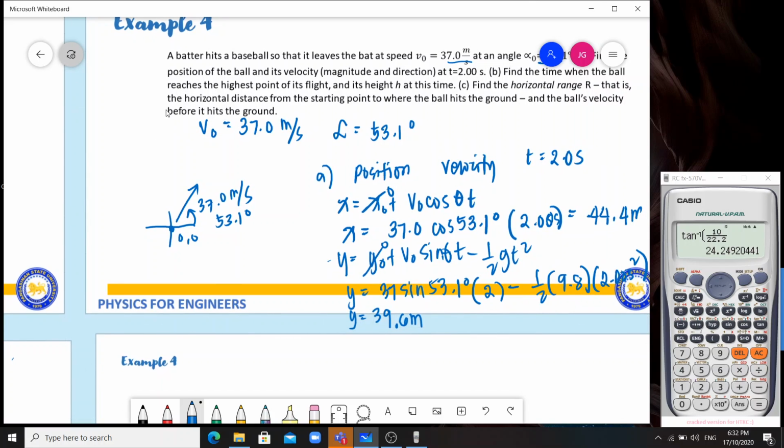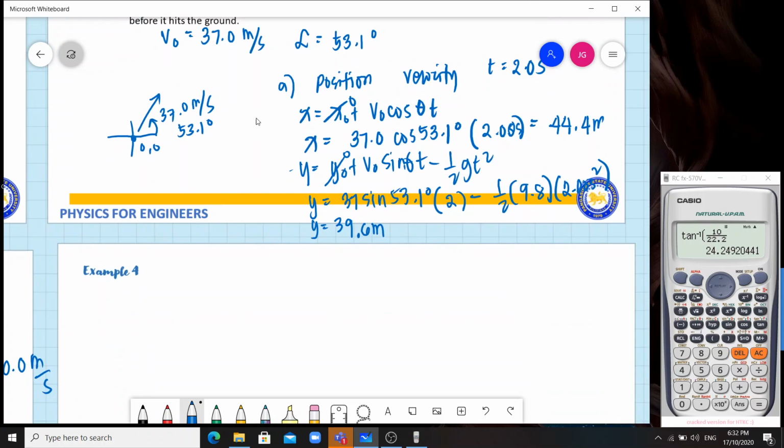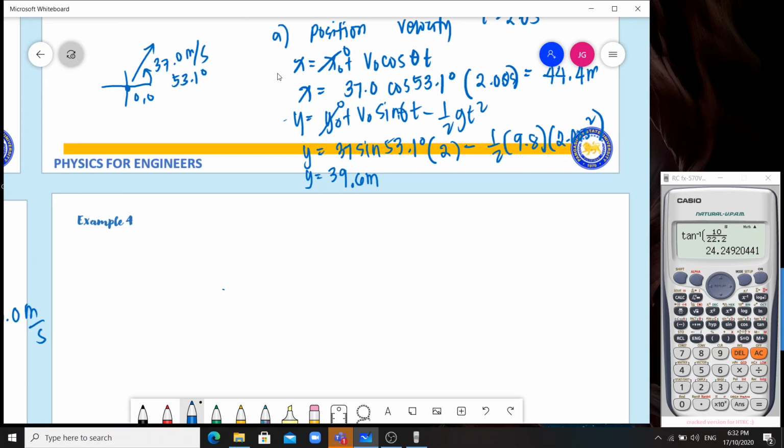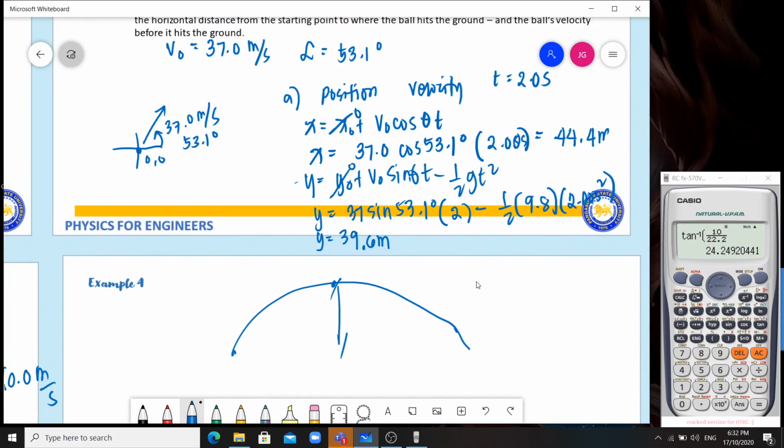Okay, there is still letter B. Find the time when the ball reaches the highest point of its flight and its height at this time. Highest point. What are we asked to find? The time and the height when it reaches the highest point. But as we said earlier, at the highest point, its Vy is 0. So that's easy.